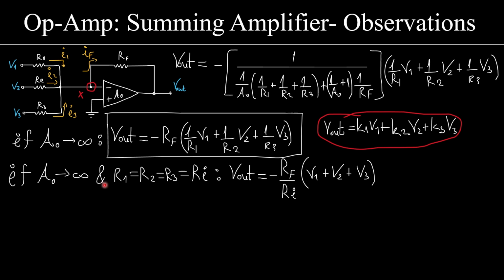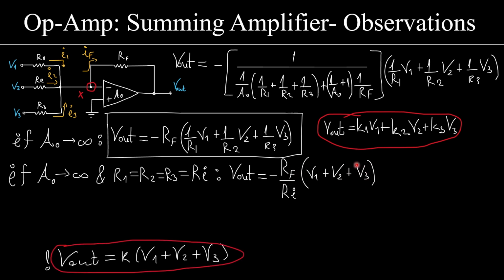Now, if A0 again is very large, but I choose to have resistances which are the same, R1, R2, R3 has the same value, I'll name this Rin from the inputs. You can name this however you want. Then the output must be nothing but minus Rf over Rin. You see, this is a common factor. It goes outside. Vout is minus Rf over Rin times (V1 plus V2 plus V3). This is again what I wanted from the beginning. The output is a common scaling factor of V1 plus V2 plus V3 and whatever else signal I have.